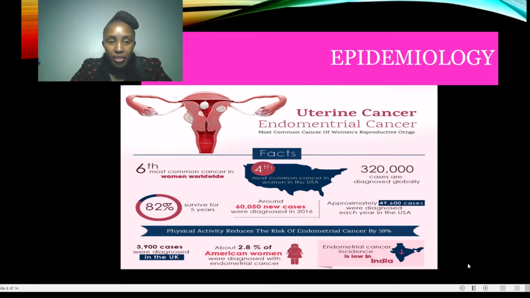82% of patients diagnosed with endometrial cancer survive for 5 years. Around 60,000 new cases were diagnosed in 2016. Approximately 49,600 cases were diagnosed each year in the USA. Physical activity reduces the risk of endometrial cancer by 59%. 3,900 cases were diagnosed in the UK, while about 2.8% of American women were diagnosed with endometrial cancer. Endometrial cancer incidence is low in India.